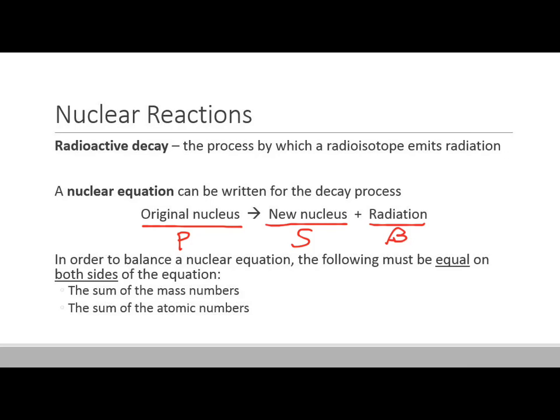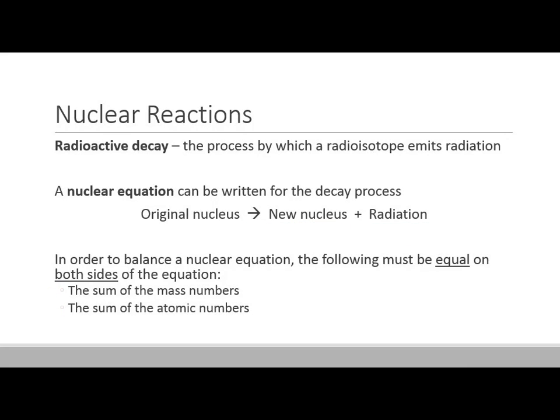So if we can't just count atoms, how do we balance a nuclear equation? Well, we're going to make sure that the following two numbers match up on both sides of the reaction arrow, or the equation arrow. The first is we need to look at the sum of the mass numbers, that top number, and make sure that those are the same on both sides of the arrow. And then we're looking at the sum of the atomic numbers, that bottom number, and making sure that that adds up to the same thing on both sides of the arrow.